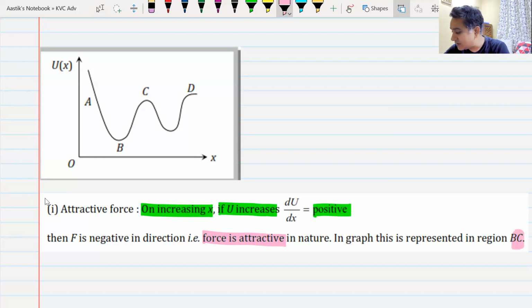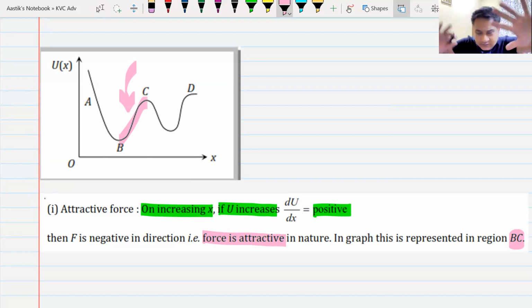This region is represented by BC. This is the region where force is attractive. This is what I wanted to show you, my dear friends. This is the region of attractive force. So if I push you away from B towards C, you will not go towards C because force will try to pull you down. Do we understand this?